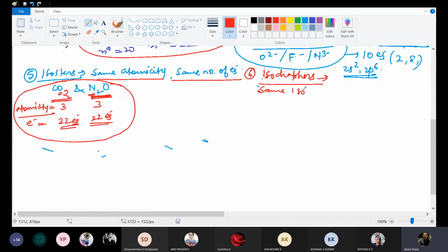Same isotopic number. What is isotopic number? Isotopic number means the number of neutrons minus the number of protons. Number of neutrons minus number of protons, that is called isotopic number.